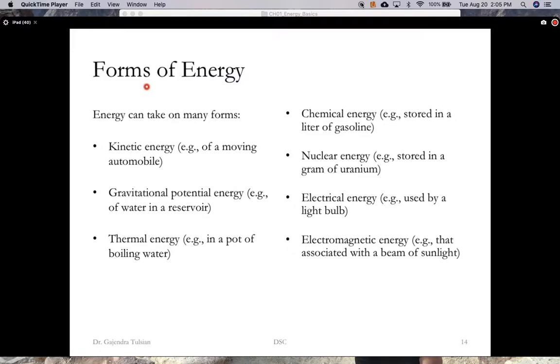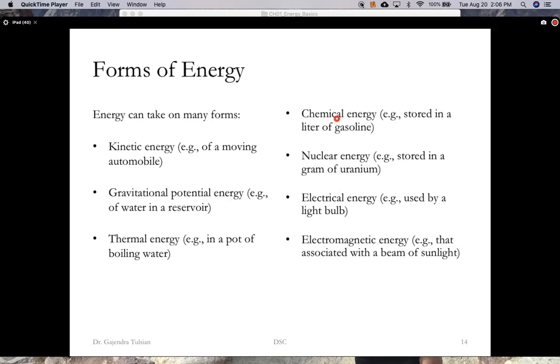So we were saying all energy comes in all different forms. Kinetic energy is the energy of motion. Gravitational potential energy is the energy because of the position of an object. Thermal energy is heat energy. Chemical energy is the energy in chemical bonds.